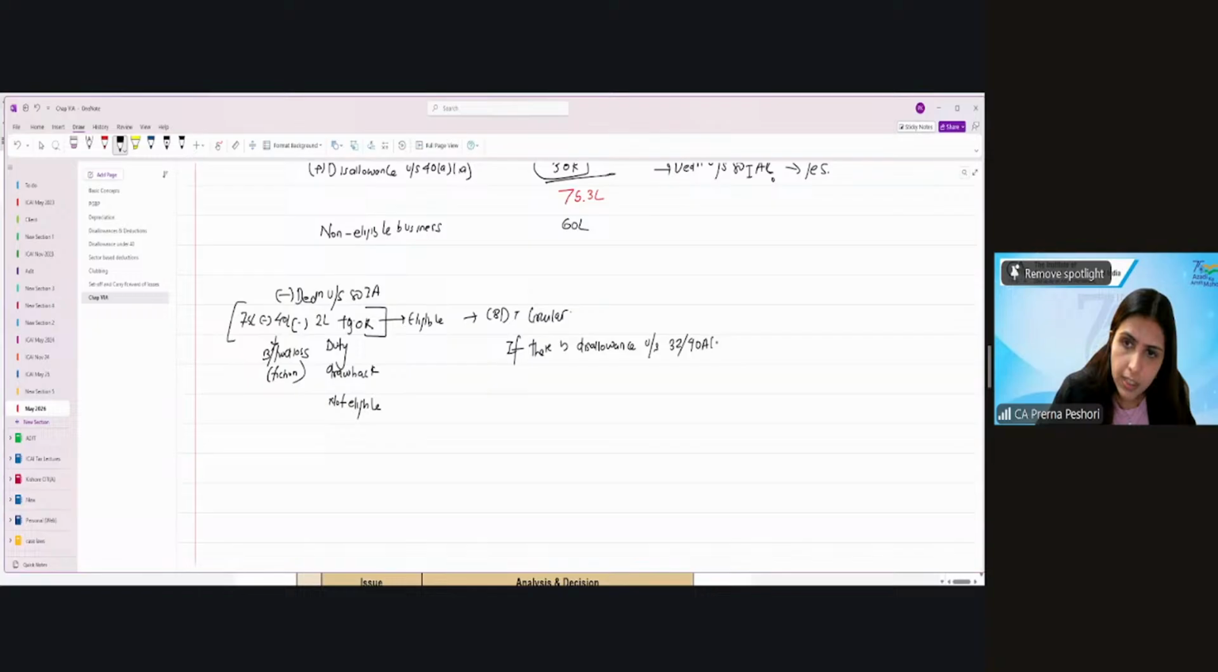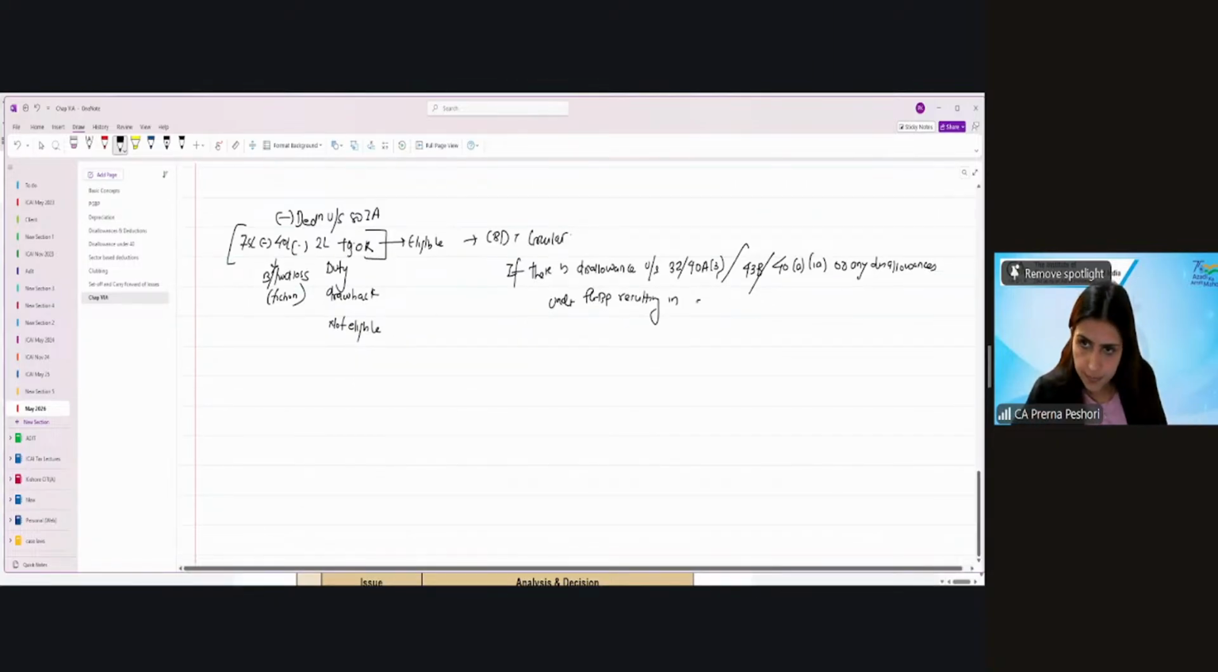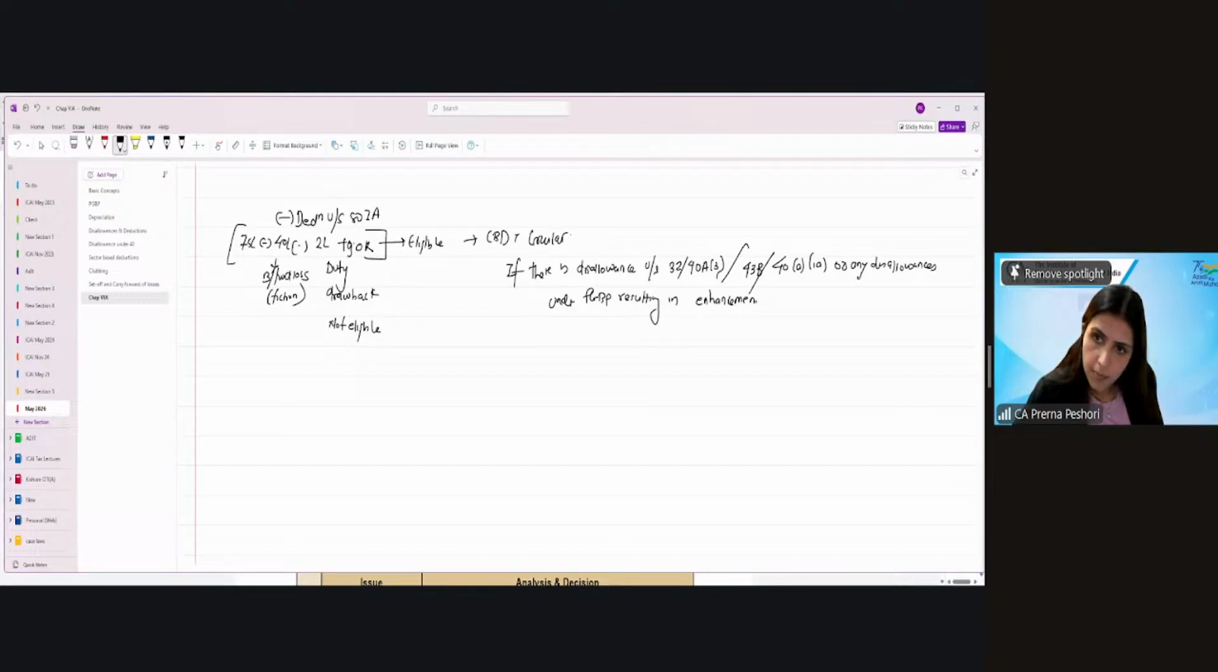40A(3) for the cash disallowance, 43B if you do not make the payment before the due date of return of income, 40A(1)(a) or any disallowances under PGBP, resulting in enhancement of income from eligible business. Deduction allowed. Are we clear?